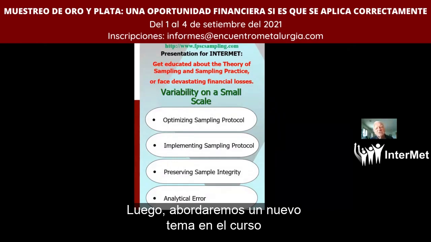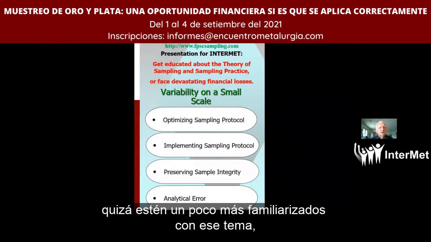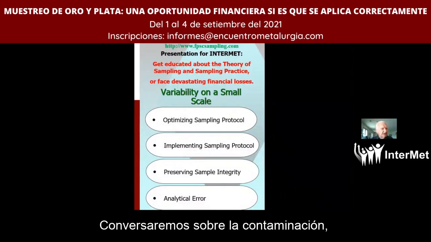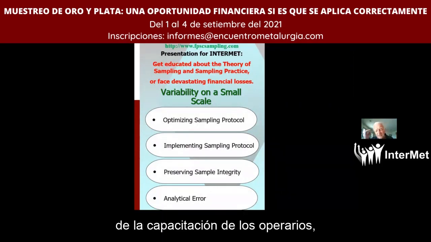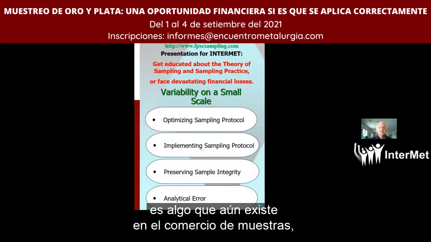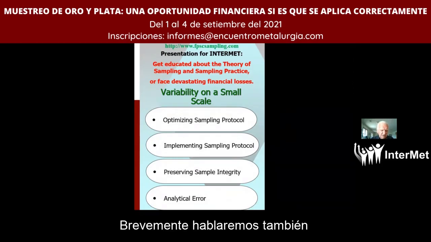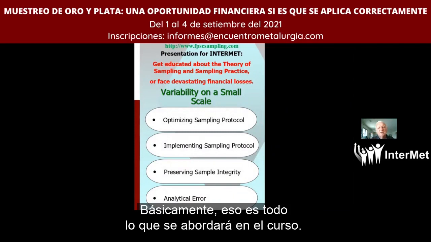And then after that, we will enter a new subject during the course about preserving the integrity of the sample. You are a little more familiar with that subject, but nevertheless, it's important that we cover it properly. We will talk about contamination, about losing what you're looking for, about alteration of chemical and physical properties, about training of operators, about fraud, you know, that is still taking place in commercial sampling with the trade of commodities around the world. We will briefly mention also what the problems can be at the laboratory, okay? So that is basically everything that will be presented in the course.